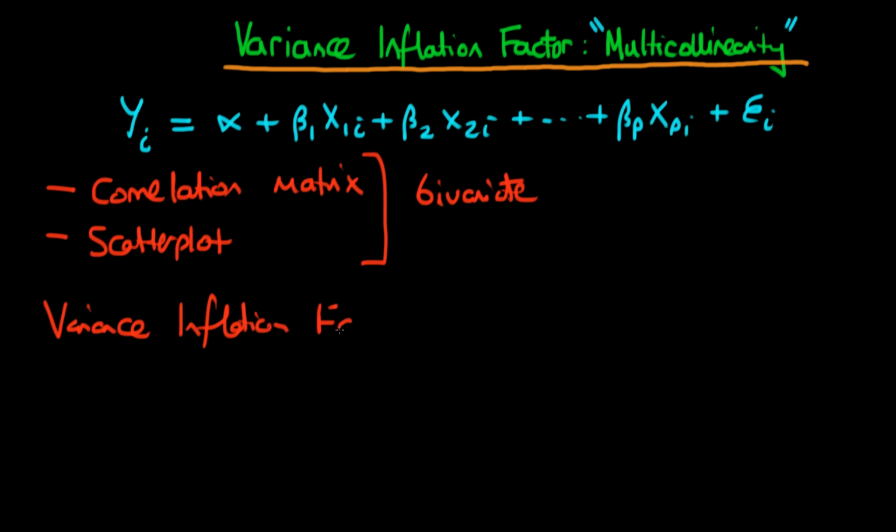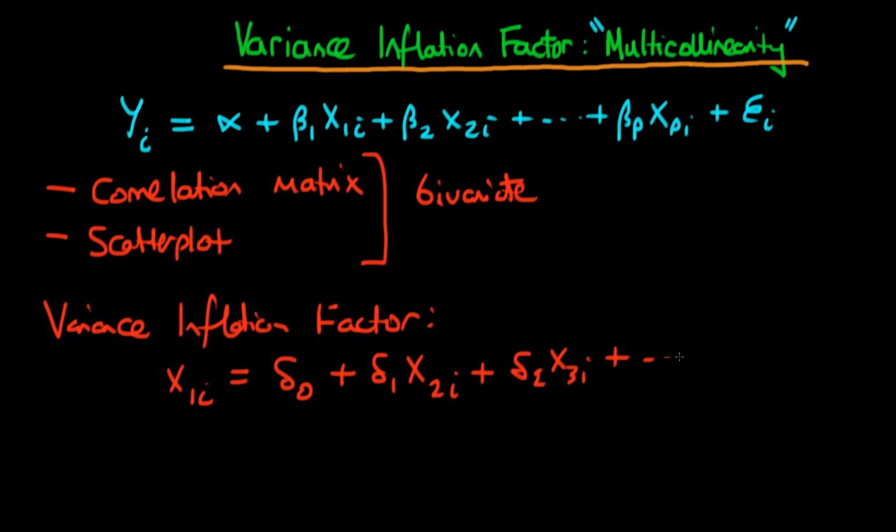The idea with a variance inflation factor is that the first thing we do is run a regression of one of our independent variables. So let's say we run a regression of x1i on all the other independent variables. So we regress it on delta naught plus delta 1 times x2i plus delta 2 times, let's say, x3i, and we include all the other independent variables up to delta p minus 1 times xpi plus some sort of error vi.